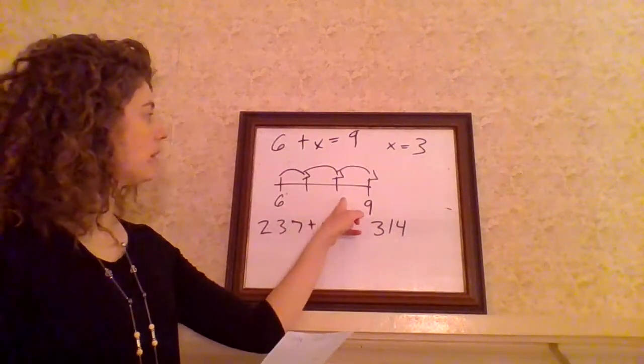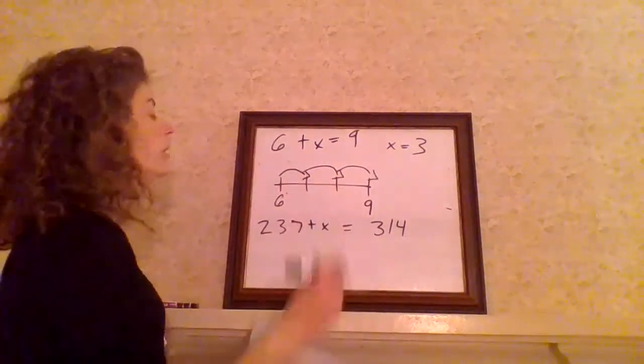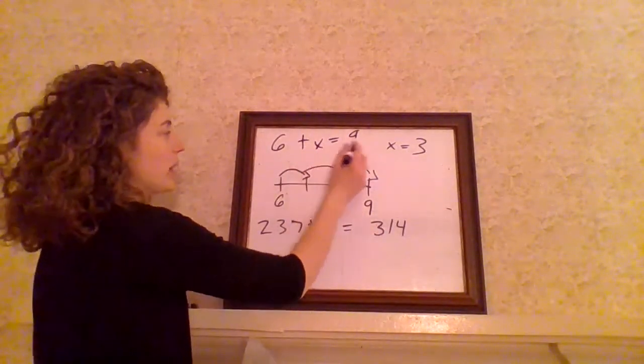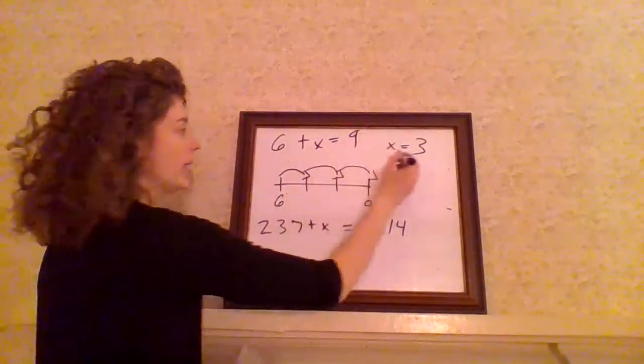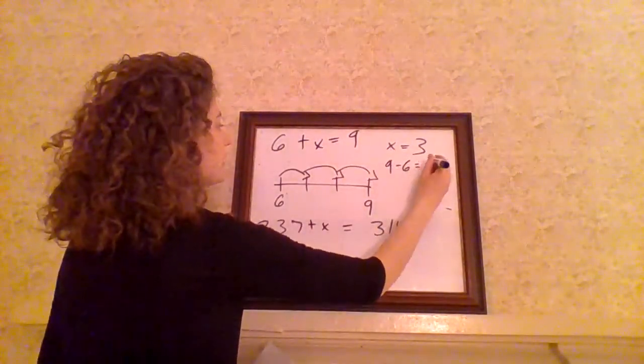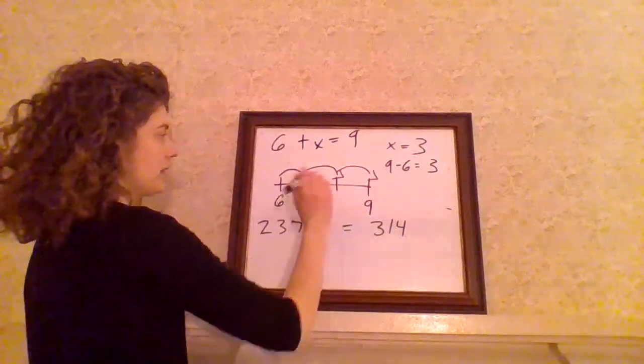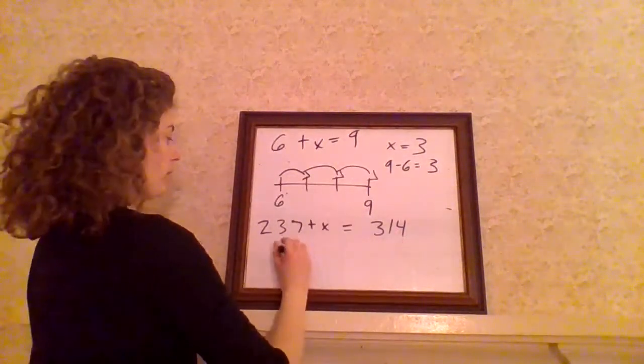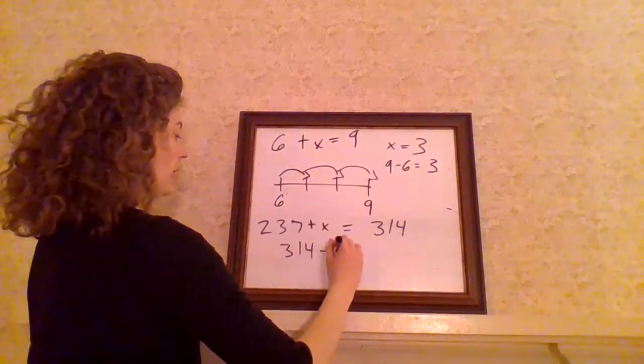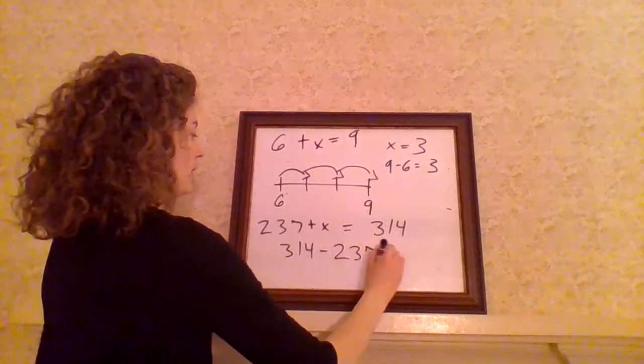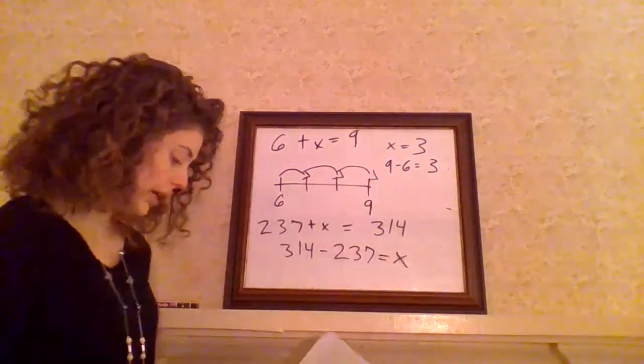Let's check it out with this equation and see if that works. So could we have found x by subtracting 6 from 9? It's 9 minus 6. Does that equal 3? Yes, it does. So let's try 314 minus 237, and that will give us our x value.